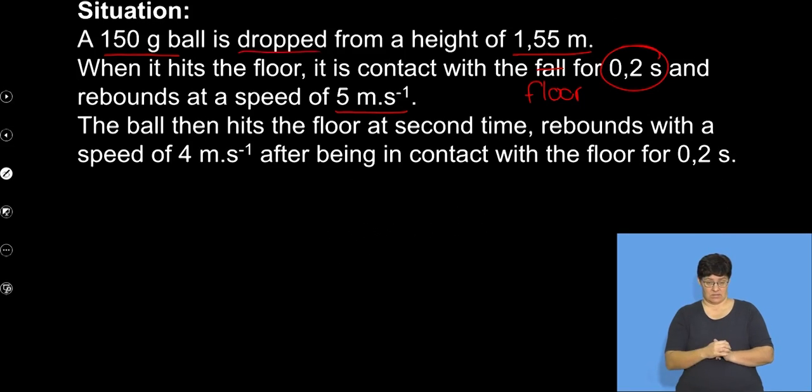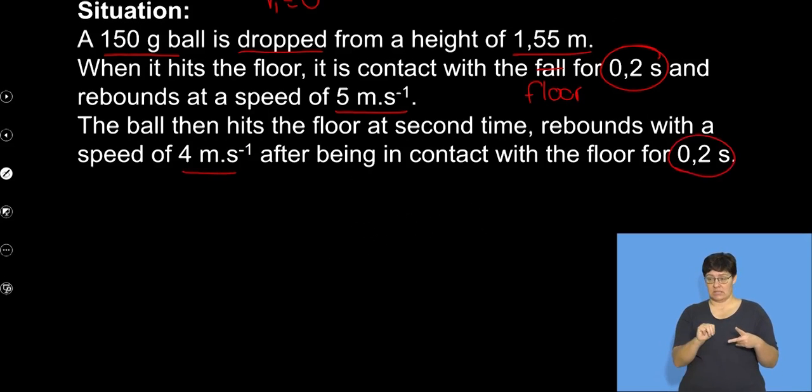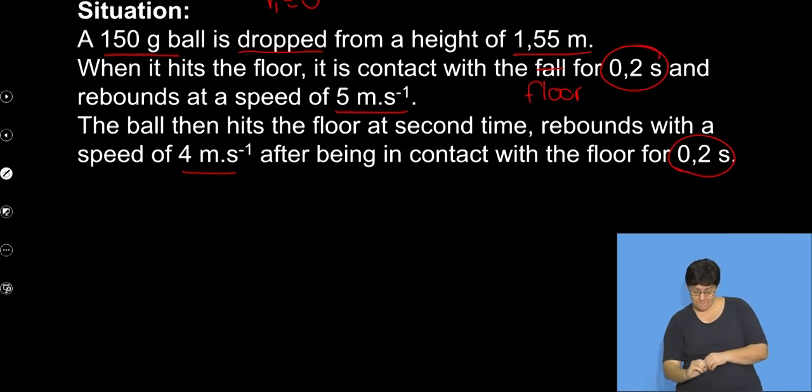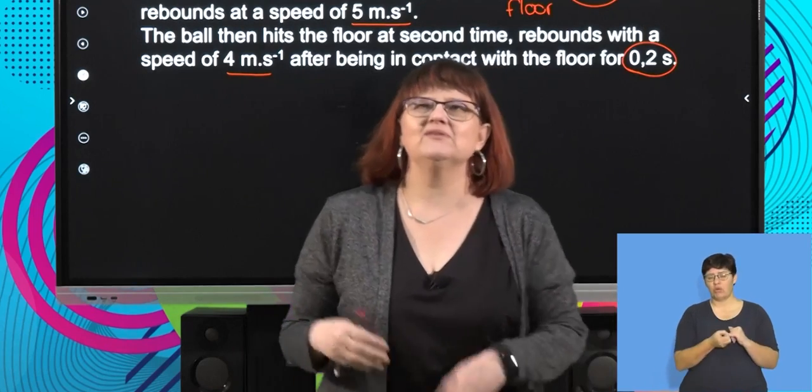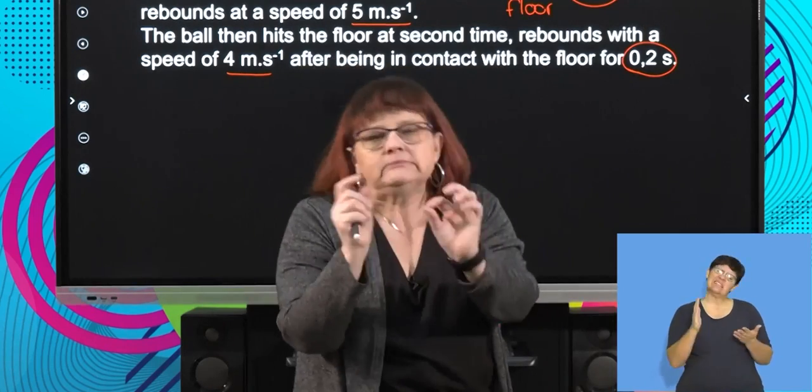Now it's dropped, so my very first velocity is 0. The ball then hits the floor a second time, and now rebounds at 4 meters per second after being in contact for 0.2 seconds again, okay? Now this may not be complete. I've tried to make these values as accurate as possible, but there may be some little errors.